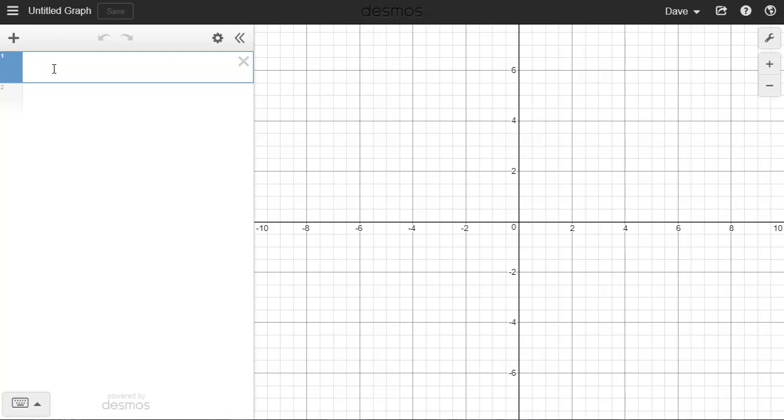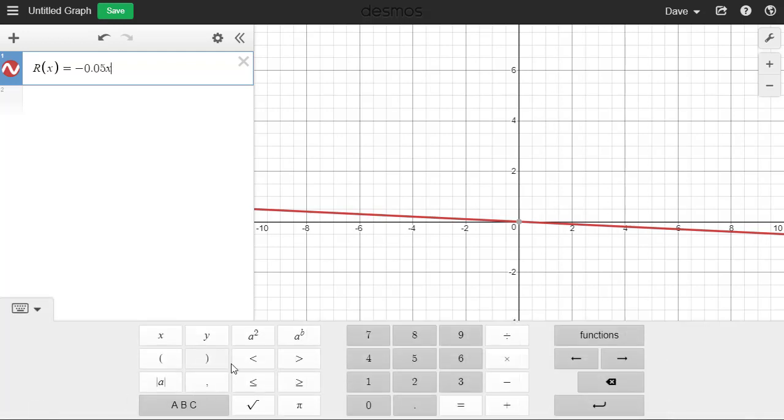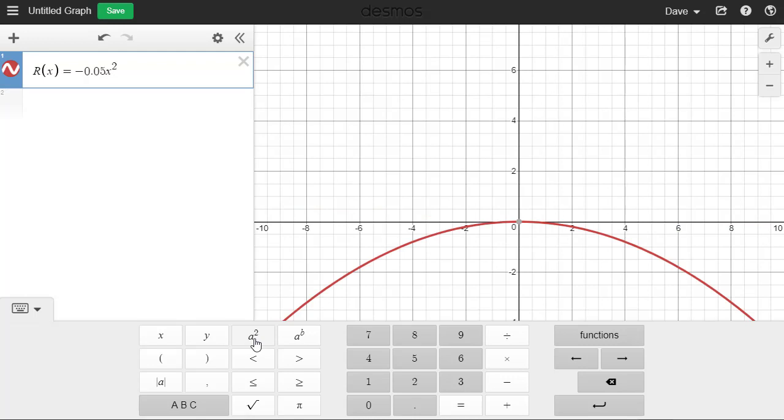So you've been given the revenue function, r of x equals negative 0.05 x squared plus 50x. Let's go ahead and type that in. So I'm going to type r parentheses x parentheses equals, and now I'm going to type in my formula, negative 0.05 x. Now to get the power, I'm going to use the caret button, or you can come down here and click on this little keypad, and there's a place to go ahead and get a square. Now I'm going to type plus 50x.